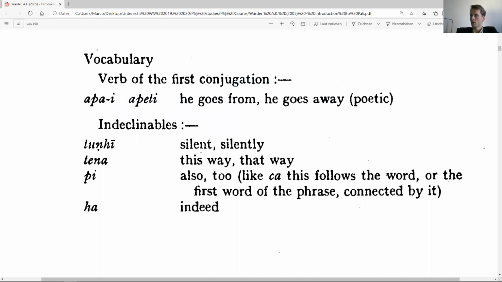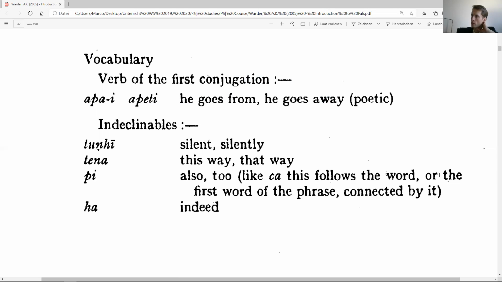Tunhi, silent or silently. You might remember this word from tunhi bhava. So to have this sort of noble silence, especially in retreats. Tena, this way or that way, which by the way is a frozen form in the instrumental of ta and tat. Pi, also to, and this is like cha.